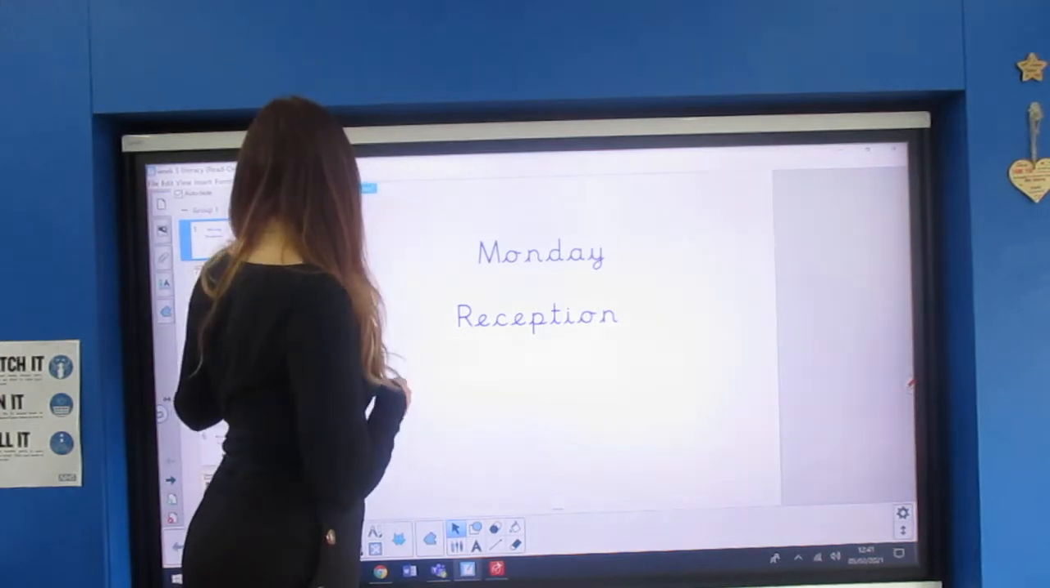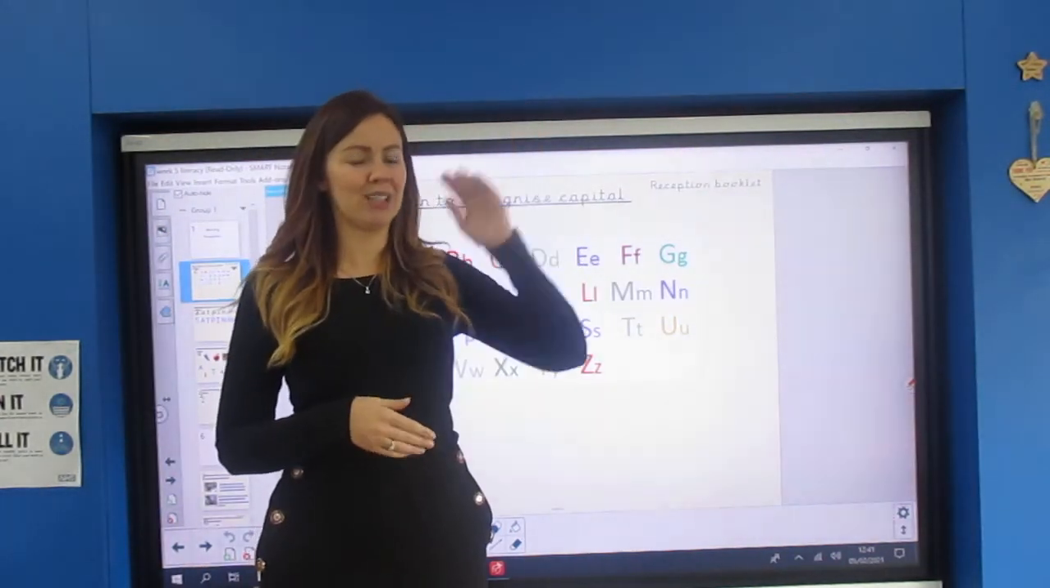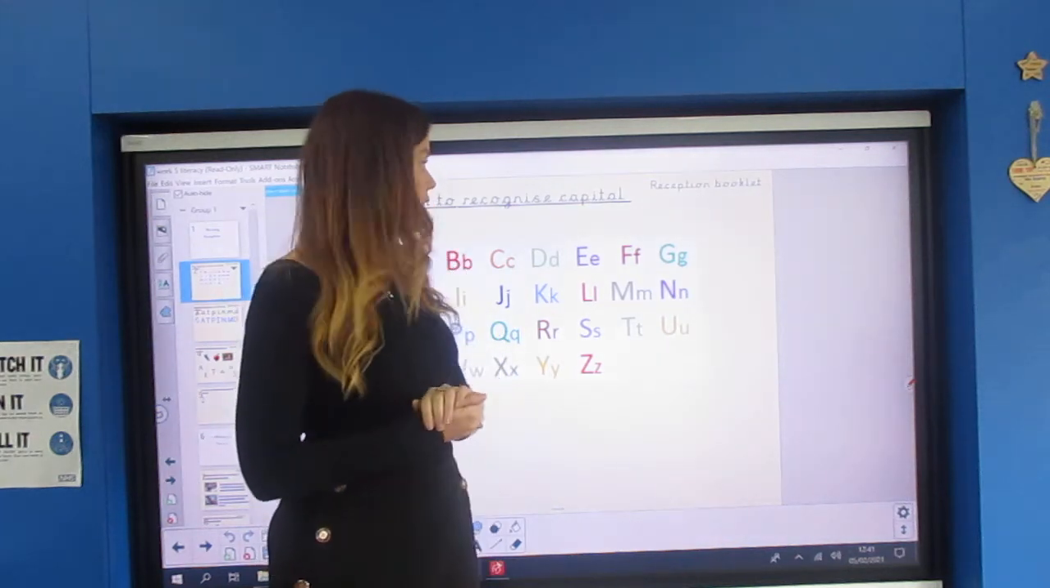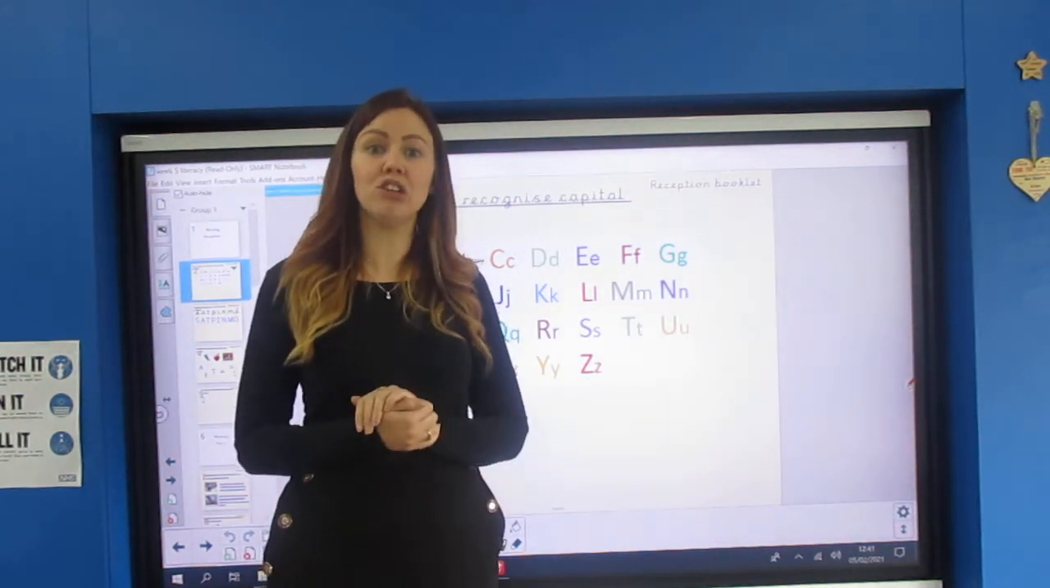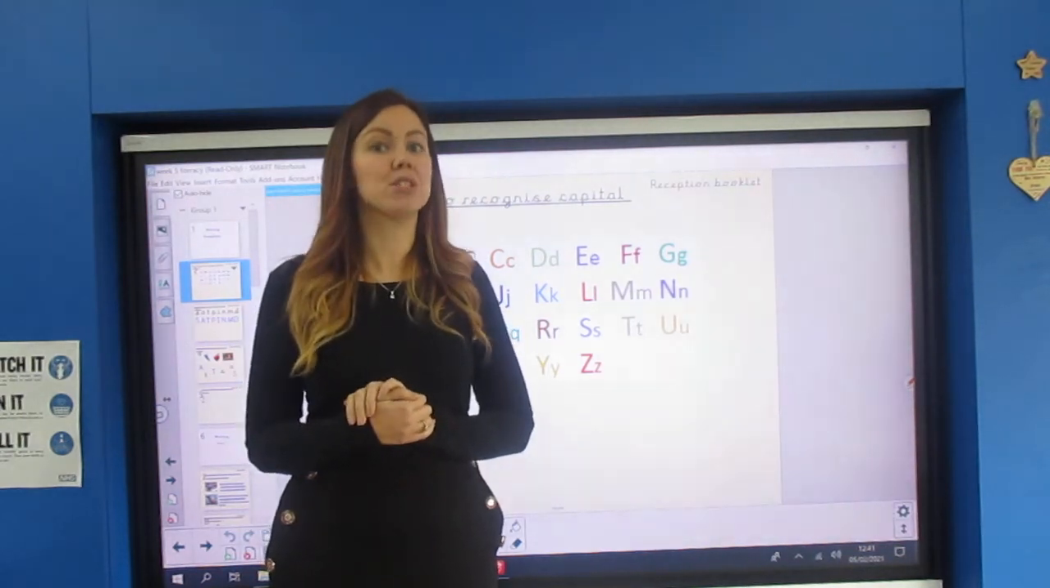Okay, so we're going to start today. In your booklet you're going to be learning all about capital letters. So we're going to be looking at all of the letters that we've been looking at in your booklet and learning the letter names for them and the capital letters.